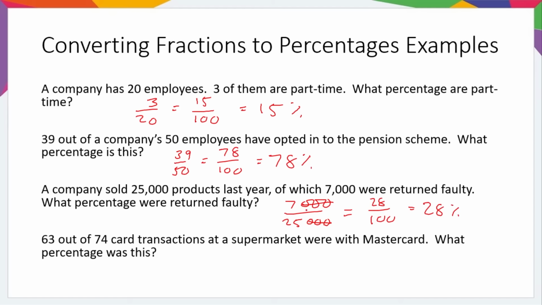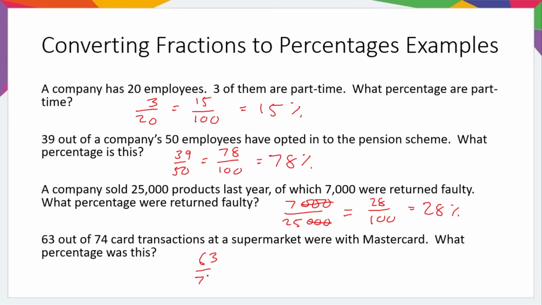Really useful to know that you don't need to be stressing about these big numbers. Just get rid of the zeros. It's still the same percentage. If you like, try it out on your calculator. 7 divided by 25 times 100 versus 7,000 divided by 25,000 times 100. It's still 28.